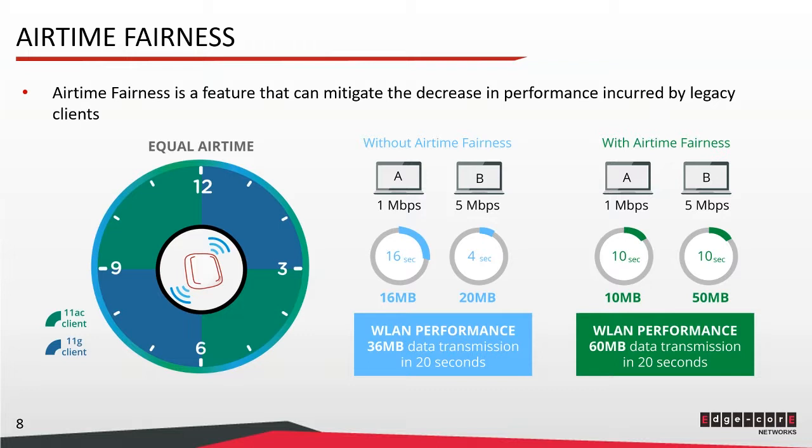So when airtime fairness is enabled, you have two options. The first option is fair access. Use this option so that all the clients, regardless of standards supported, will obtain roughly the same amount of airtime. The second option is preferred access. This will give 11N clients a slight preference. So with these options, IT managers can increase the overall network performance without sacrificing support for legacy clients.